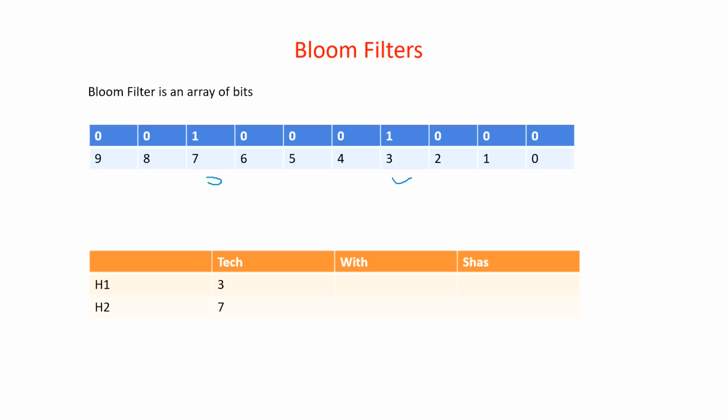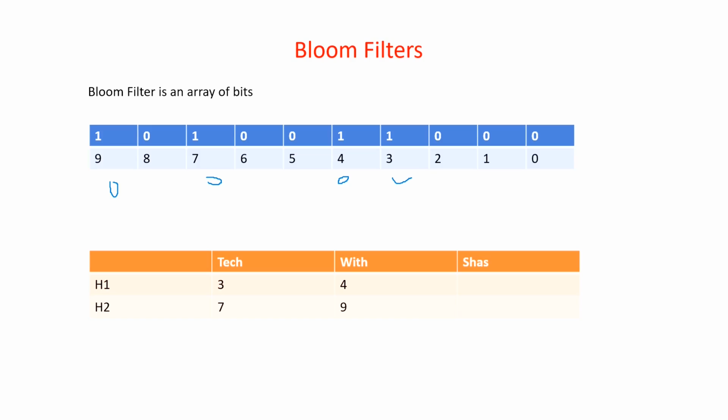Now, suppose you want to search the next string called with. For with also, suppose we have got the values 4 and 9. Same case, we are going to put 1 at position 4 and position 9, right? So here you can see that we have flipped those zeros to 1 for positions 4 and 9, right? So this is how you keep adding the bits to the positions you get from the hash functions.